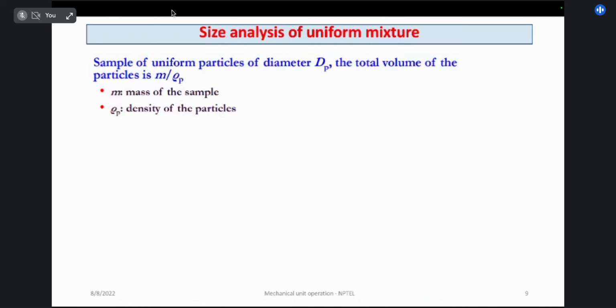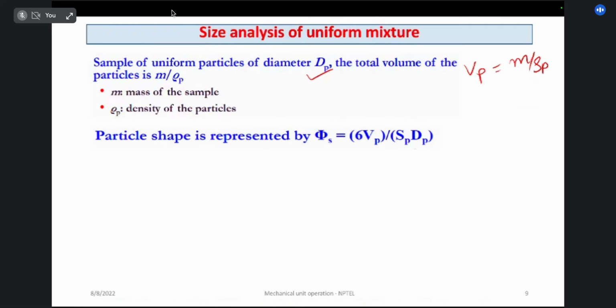So if our mixture is uniform, which has the same particle diameter dp, and the volume is Vp, we can consider that Vp is equal to m by rho p, as rho p is equal to m by Vp. So if we don't have volume, but we have mass and density, then m by rho p is the particle volume.